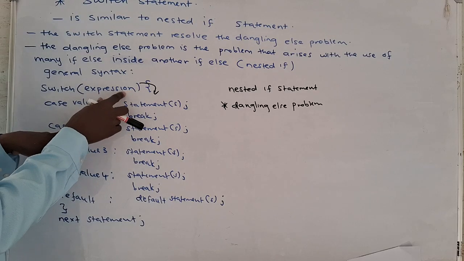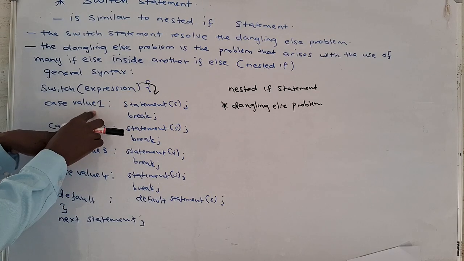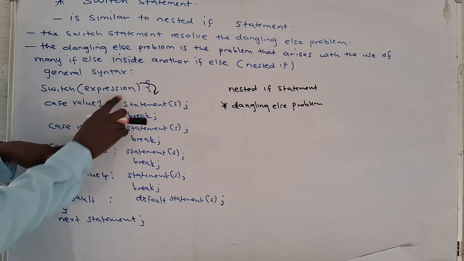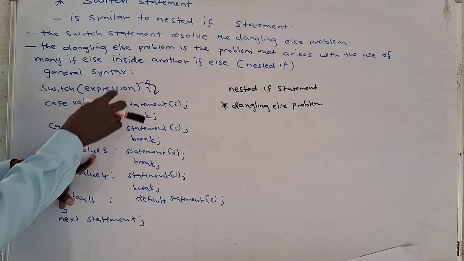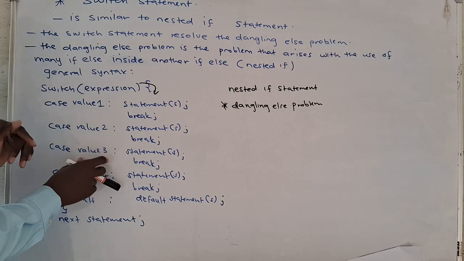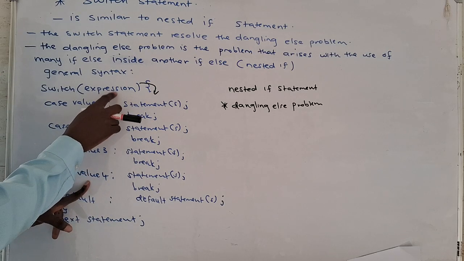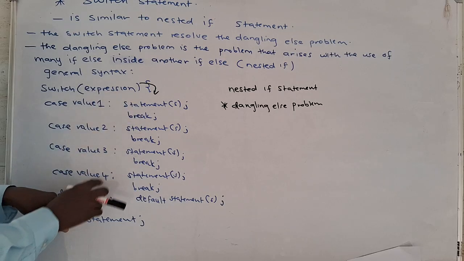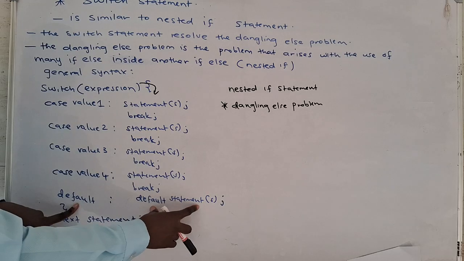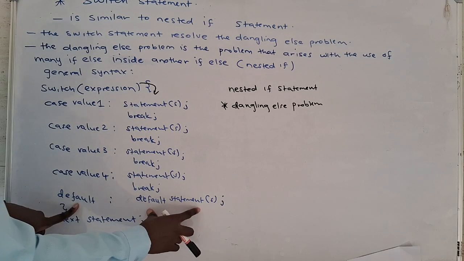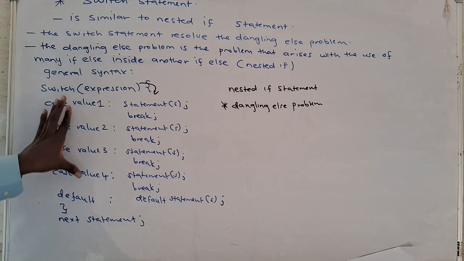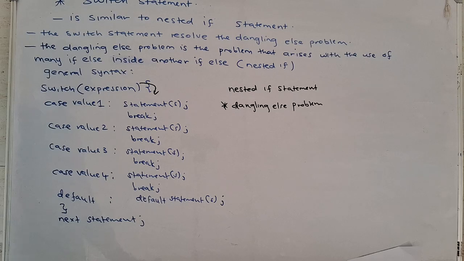Suppose we have entered the expression value, it is going to check again. The expression value is compared with value 1. This is not matching, it's okay. It is going to check again this and this. Suppose this is not matching, it's okay. It checks again. Suppose the expression value and value 3 are not matching, it is going to ignore again. It checks again this and this. Suppose this is also not matching. What is going to happen? It is going to print the statements in the default. These default statements are going to be printed if you enter an expression value which is not matching with these case values. Is this clear?